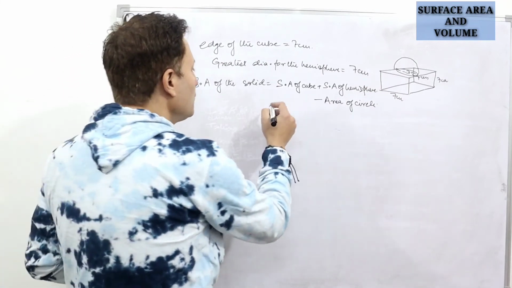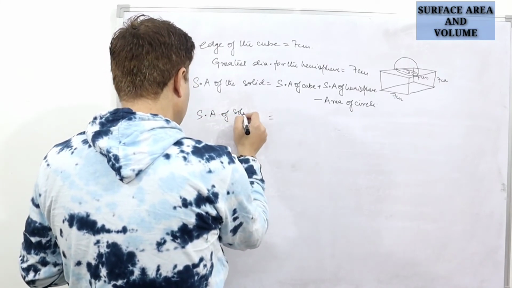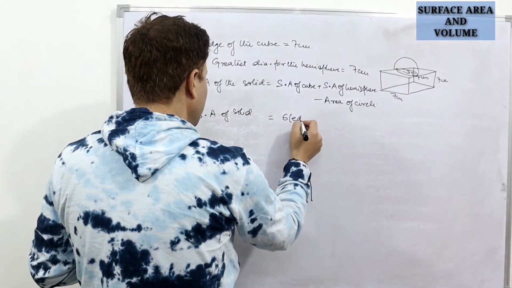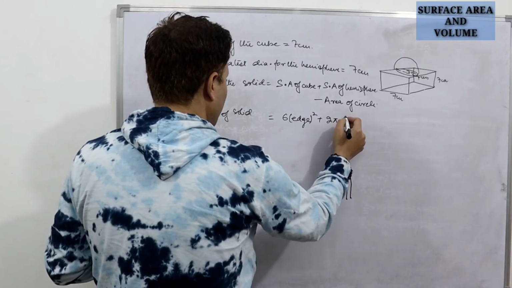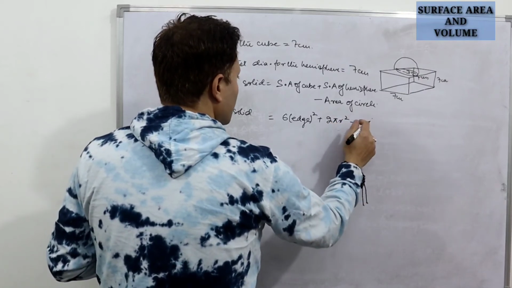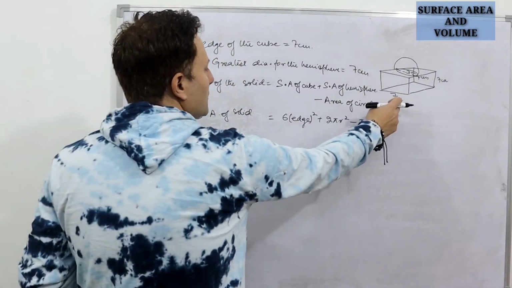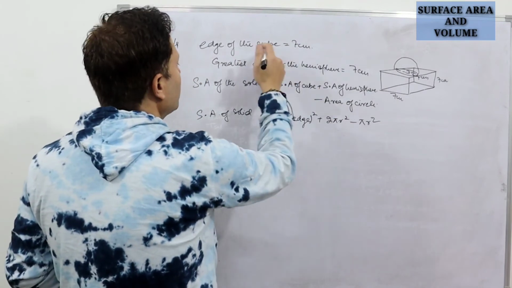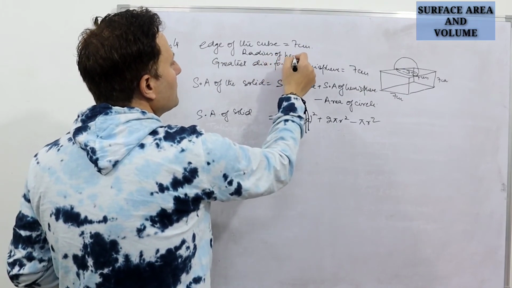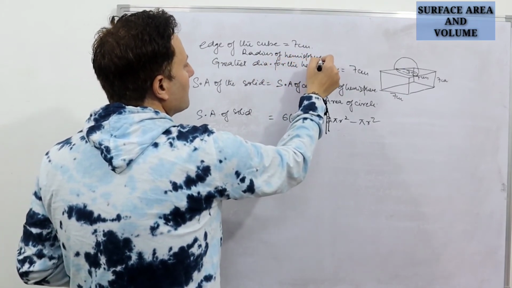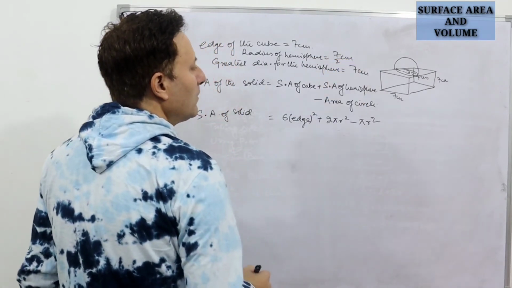Now, for the surface area of the solid, the cube's part is 6 into edge square. This is the formula. Plus the surface area of the hemisphere, 2 pi r square, minus the area of the circle, pi r square. Okay, so do we have all these things? We have the edge. Yes, we do. We have the radius. We can get it here. We can write the radius of the hemisphere. If the diameter is 7, the radius will be 7/2 centimeter. Now we have all the things.